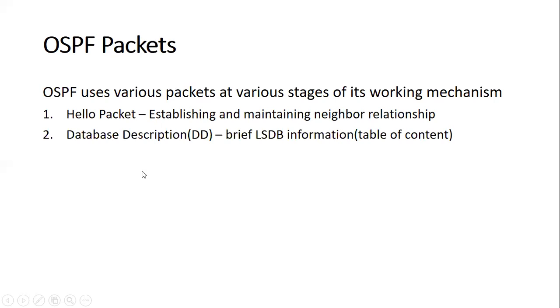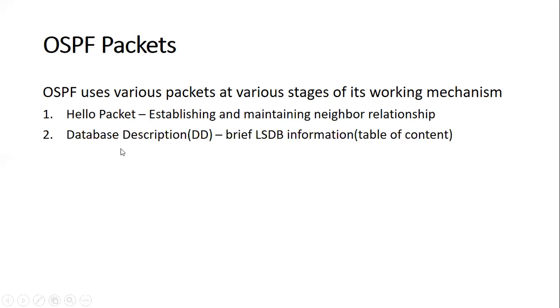The next one is called the database description. A database description is a brief of the link state database information about a router. Once router A discovers router B as a neighbor, it will tell router B in a brief description: I know about these particular LSAs that I have in my database, check whether you also have the same. Because we said all the routers in an area should have a similar link state database.